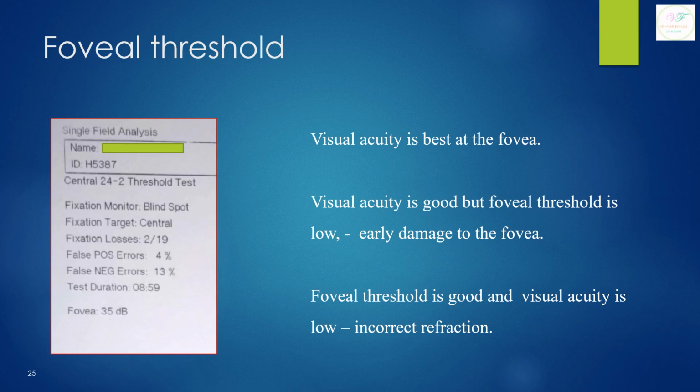Next comes the foveal threshold. As you all know, visual acuity is best at the fovea. If the visual acuity is good but the foveal threshold is low, you have to suspect early damage to the fovea. And if the foveal threshold is good but visual acuity is low, then probably you will have to go back and check your refraction.